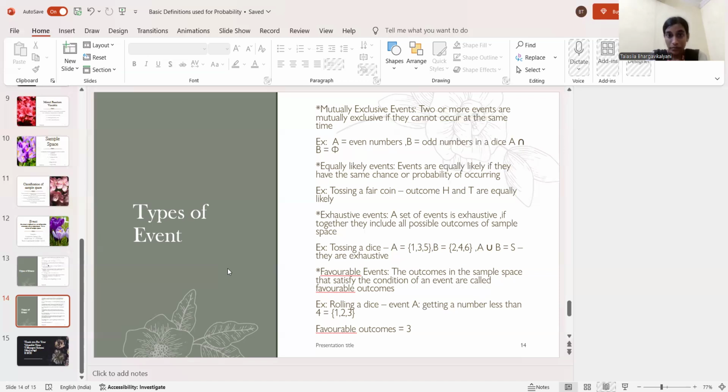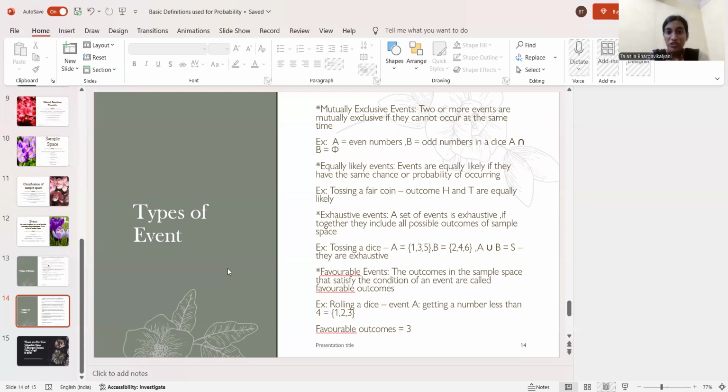So it is 0. Equally likely events. Events are equally likely if they have the same chance or same probability of occurring. Suppose we are rolling a die and we want the probability of 1. It is 1 by 6. If we consider the probability of getting 2, then it is also 1 by 6. It is the same for all numbers in rolling a die. So equally likely events means events having the same probability over the experiment.